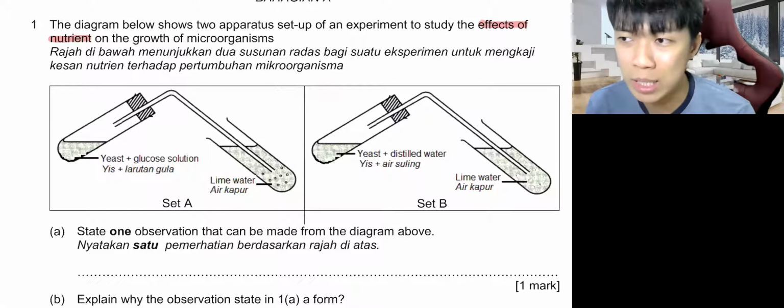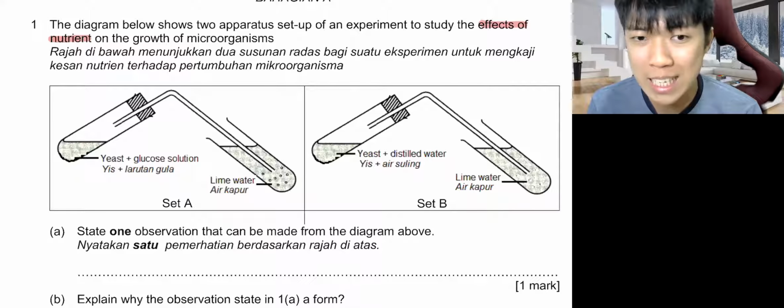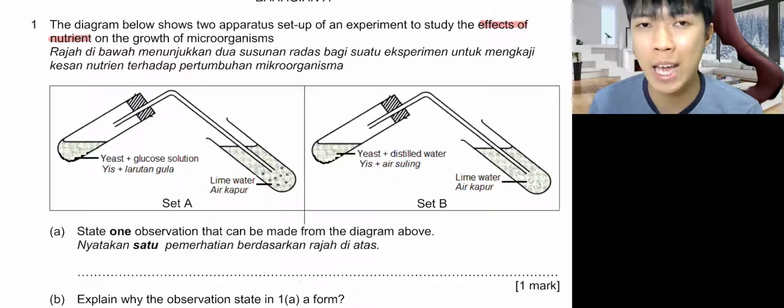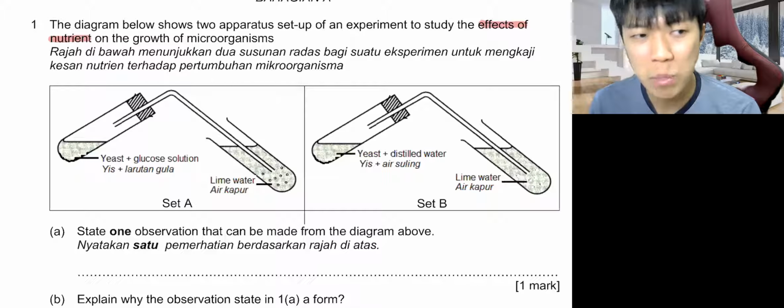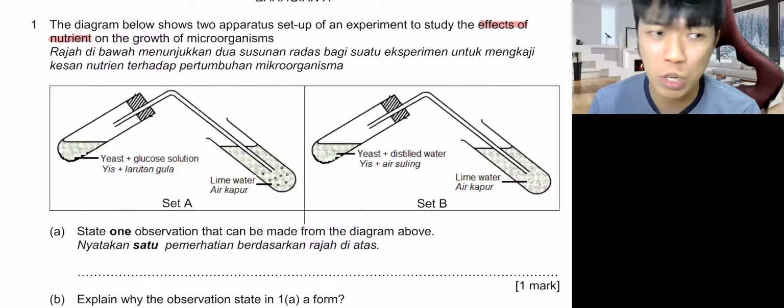Okay, let me bring you to a more accurate answer. As the 5 factors are under test, one factor that we are testing now is the nutrient. What must be fixed will be the rest of the factors. So for instance, temperature must be fair. No matter yeast with glucose or yeast with distilled water, I've got to make sure it is at room temperature to be fair. Or one more acceptable answer will be pH value. The pH value of the whole thing, like the distilled water and the glucose solution, must be neutral.